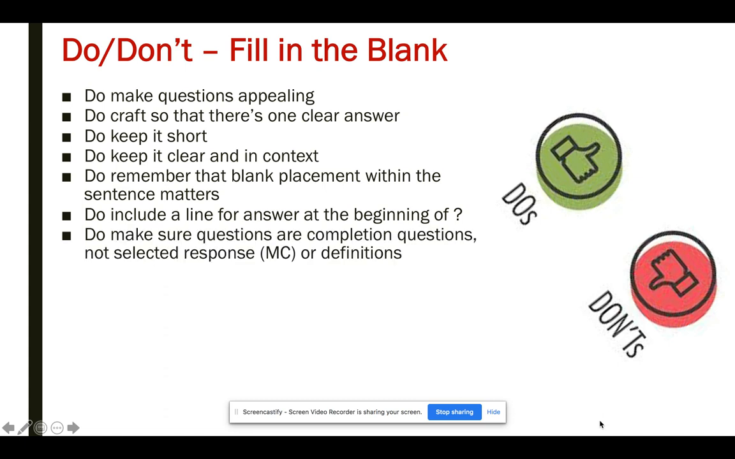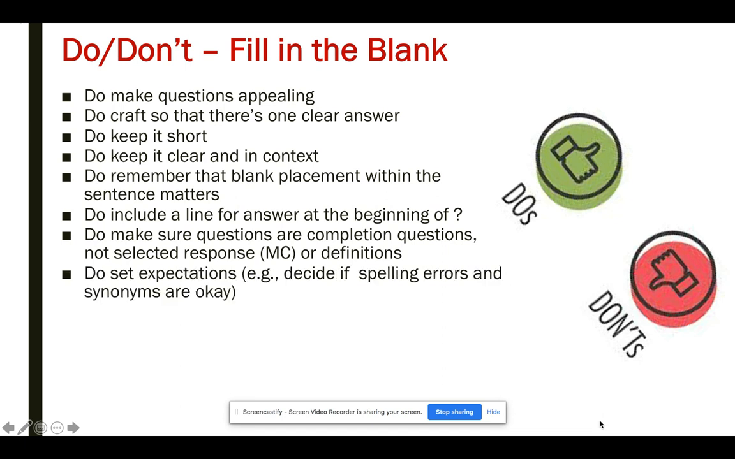Do make sure that questions are completion questions and not selected response. Don't make it a multiple choice question with a blank in the middle of it. In other words, do set expectations and let people know ahead of time. Let kids know spelling doesn't matter. It's okay if you don't spell it right.